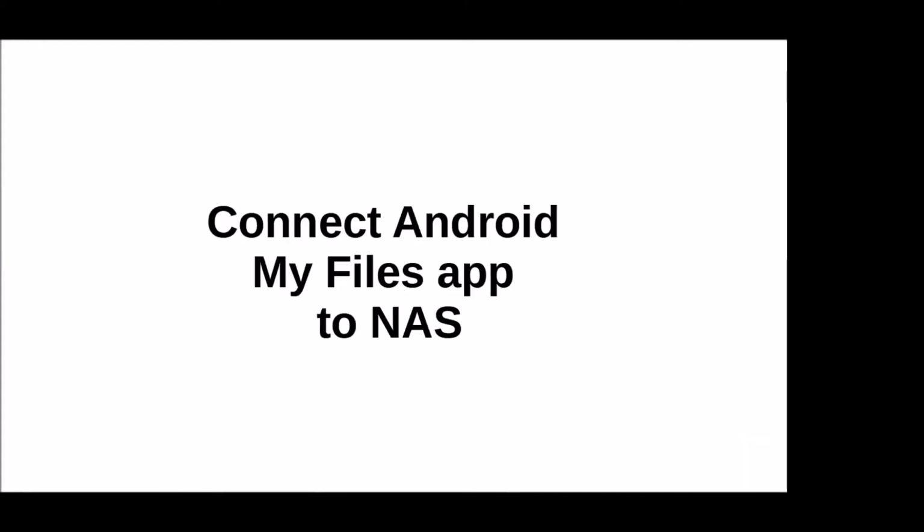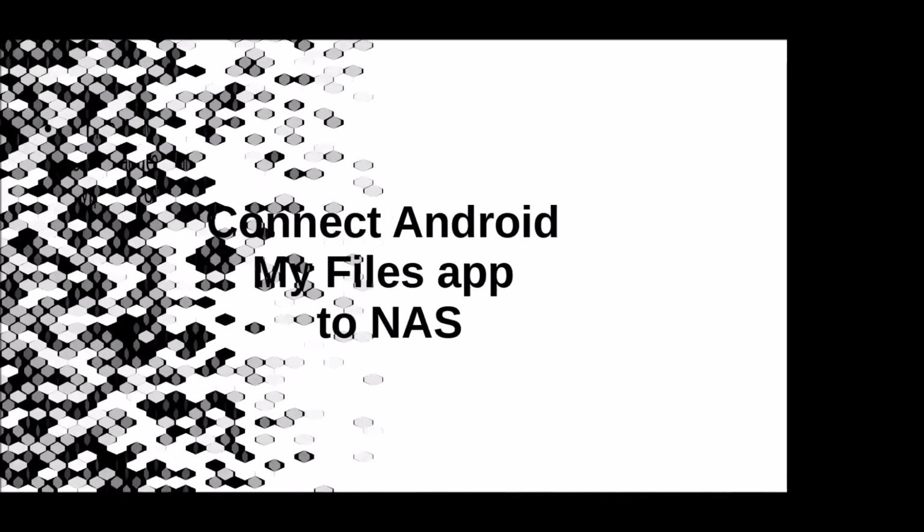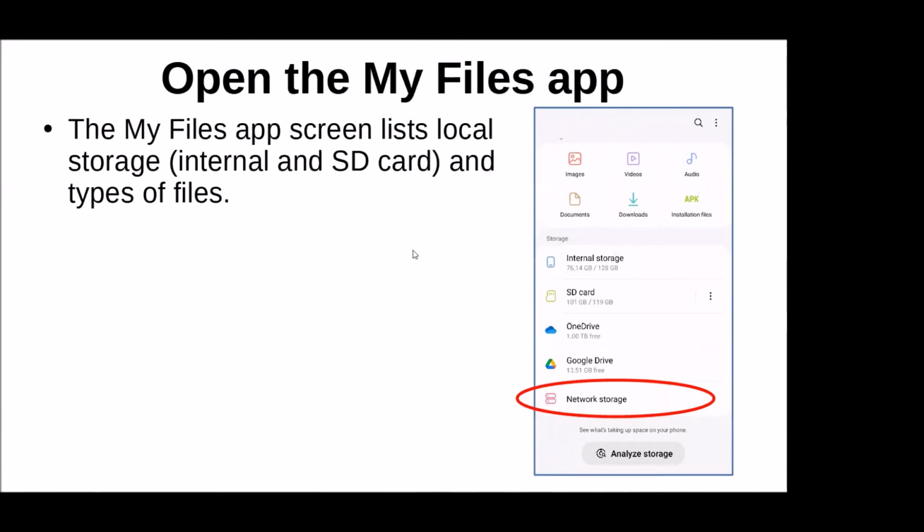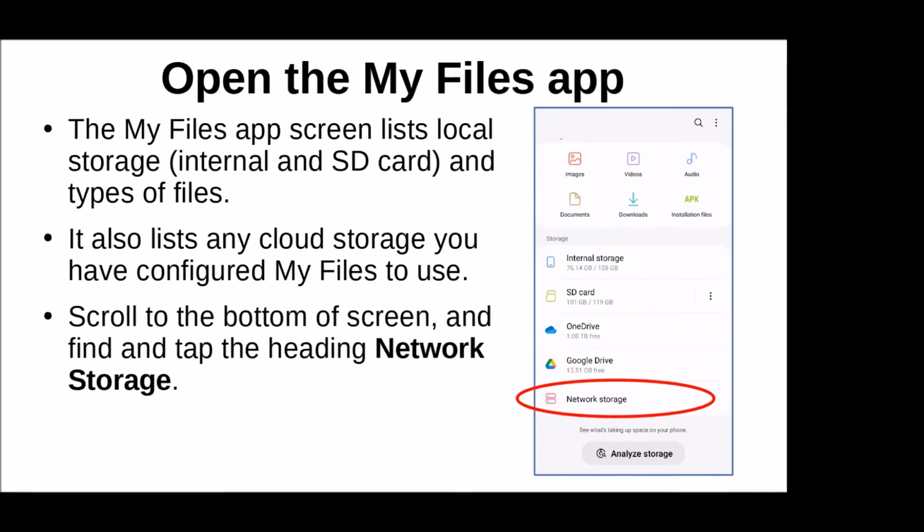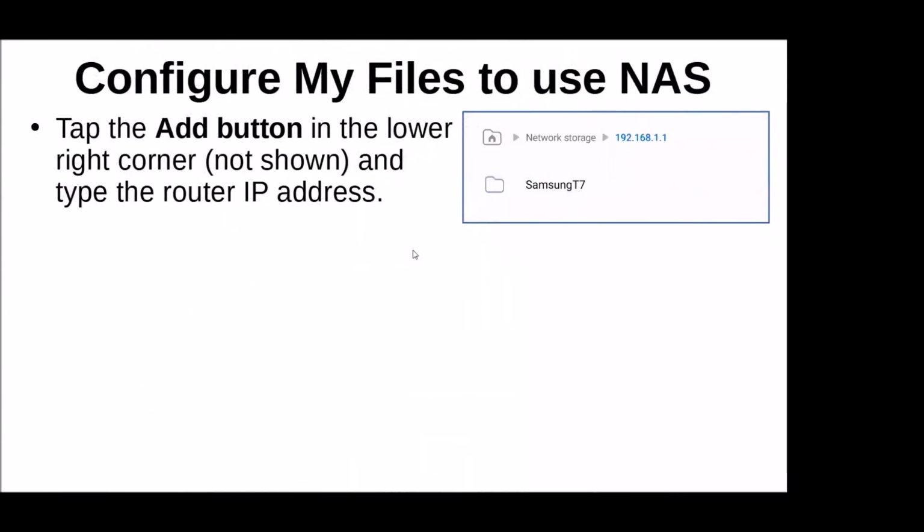Now we're going to look at Android and My Files. You open the My Files app, and you're going to see local storage listed and, in my case, some other things to which I connected, Google Drive and OneDrive. And then it has a heading called network storage, which I've circled here for you. Scroll to the bottom of the screen, find and tap the heading network storage. And you can guess you're going to go through just about the same behavior that we went through on iPhones. Tap the add button in the lower right corner, which is not shown here, and type the router IP address.